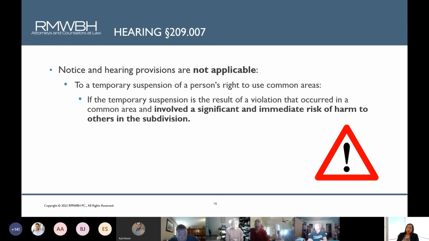We're always still going to encourage you to give the homeowner the right to request a notice and the right to request a hearing through some type of notice, but you can immediately suspend privileges. This is a really odd provision, and we really use it in the most egregious of circumstances. I had a situation where two homeowners were involved in some type of spat in the pool.